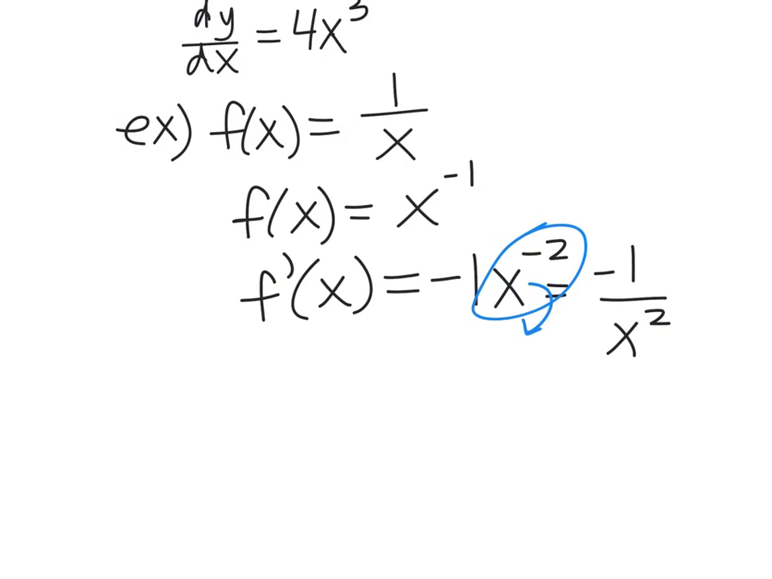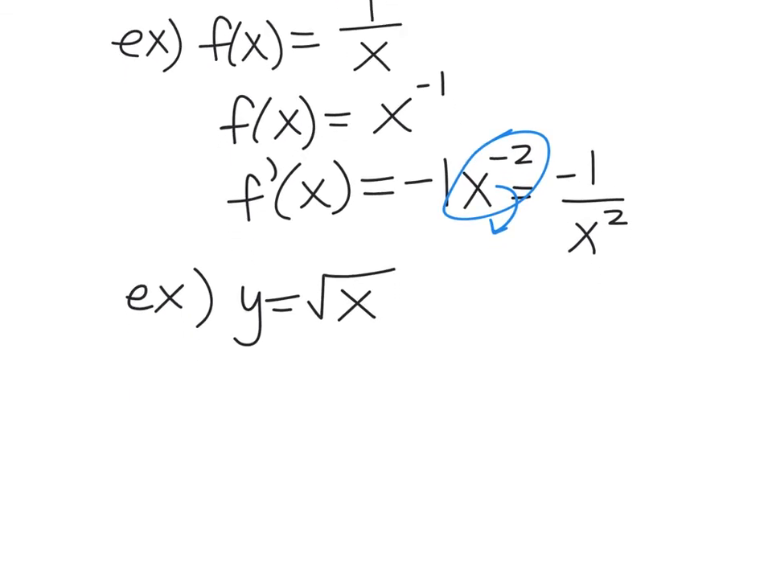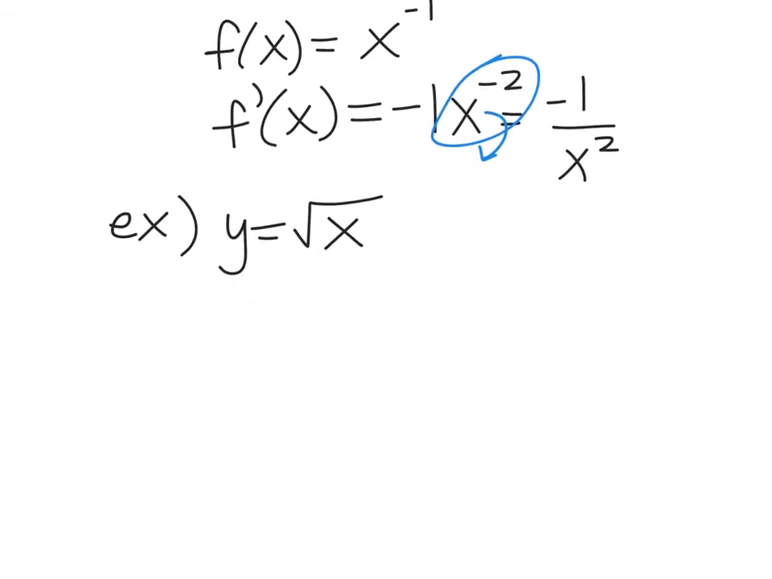Okay, how about something like this? y equals the square root of x. We did this one using the limit process, and we had to put x plus h into there, and we had to use conjugates to solve and all that stuff. So let's change this now to an exponent. What is the square root of x as an exponent? 1/2. Very good. Cube root is 1/3.